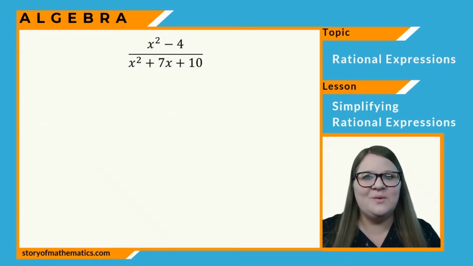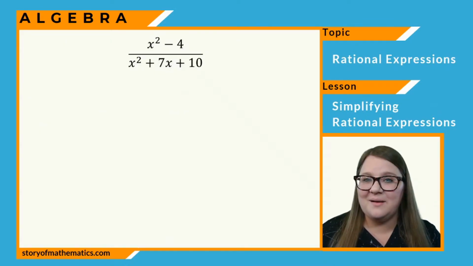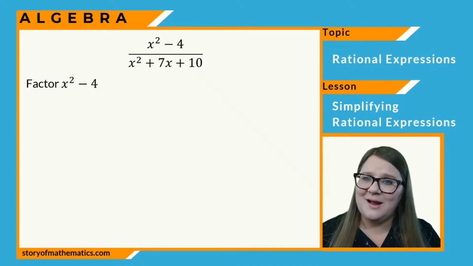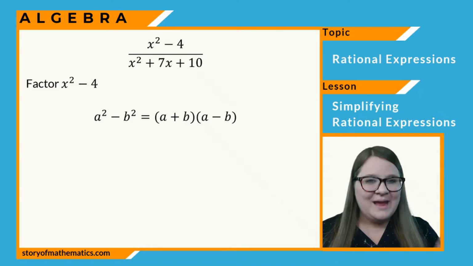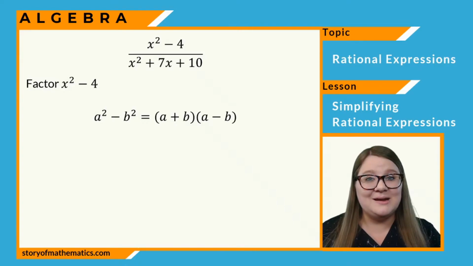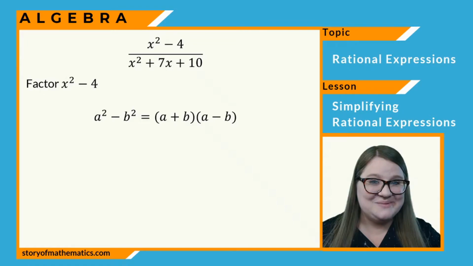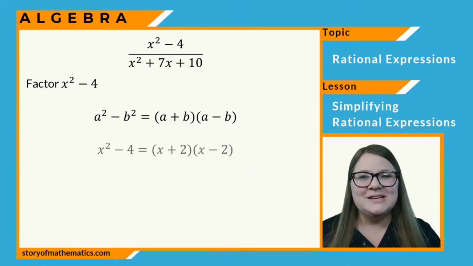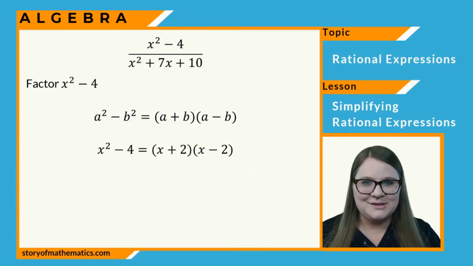So let's start with this example, x squared minus 4 over x squared plus 7x plus 10. We need to start by factoring the numerator, x squared minus 4. Now, we happen to recognize this is a difference of squares. A squared minus b squared factors out to be a plus b times a minus b. Now, in this case, my a is x and my b is 2 because it's x squared minus 4, which is 2 squared. So I can rewrite this as x plus 2, x minus 2. So that's factoring the numerator.